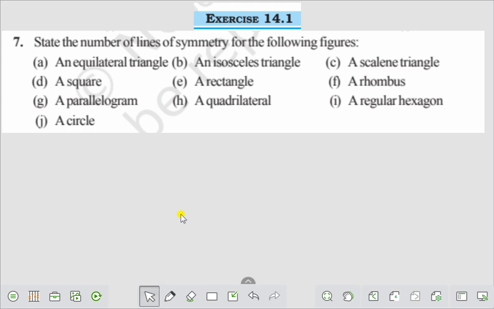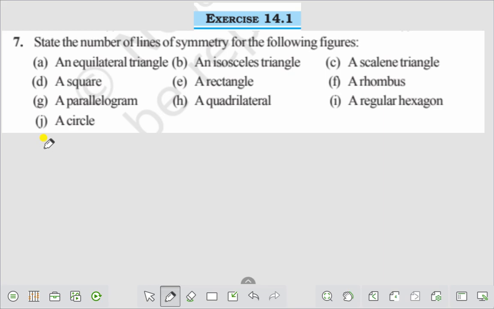Today we'll discuss exercise 14.1 question number 7. State the number of lines of symmetry for the following figures: A, an equilateral triangle; B, an isosceles triangle; C, a scalene triangle; D, a square; E, a rectangle; F, a rhombus; G, a parallelogram; H, a quadrilateral; I, a regular hexagon; J, a circle. Right? Let us find.